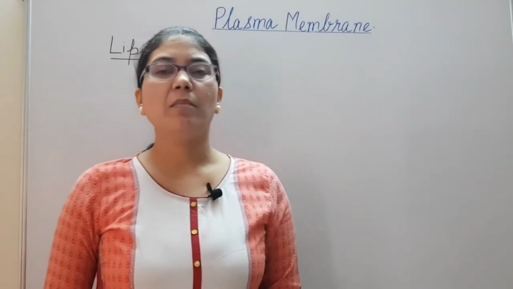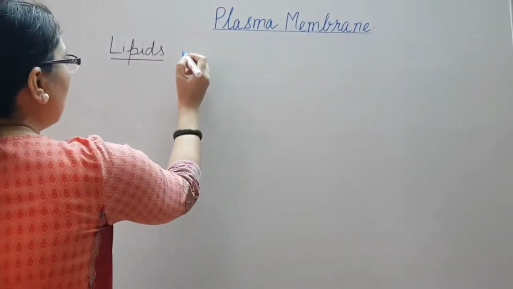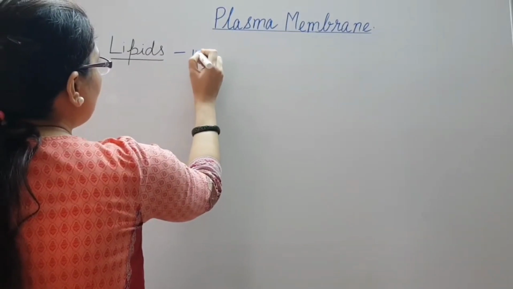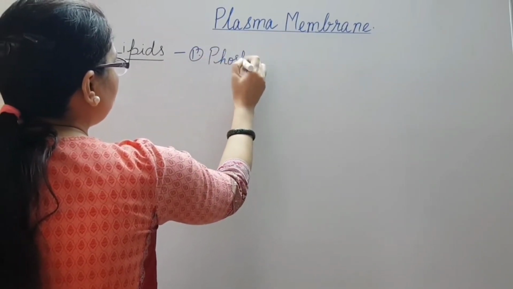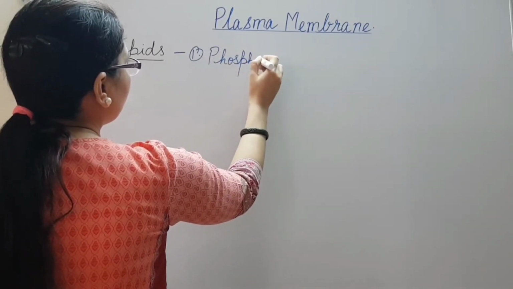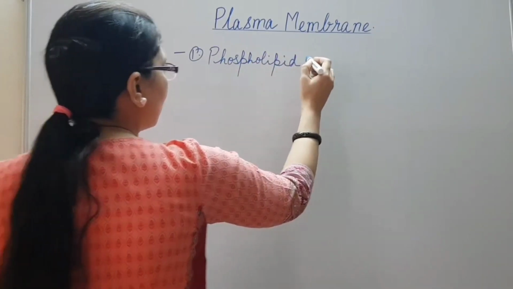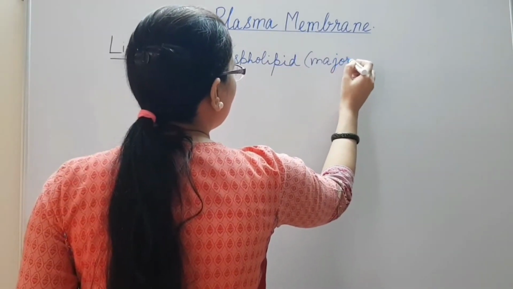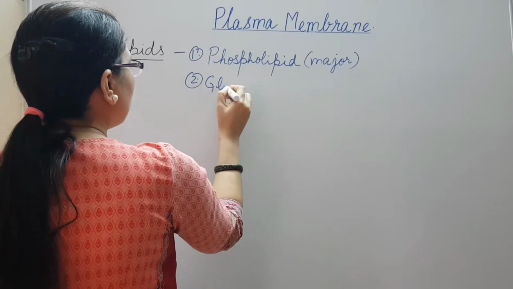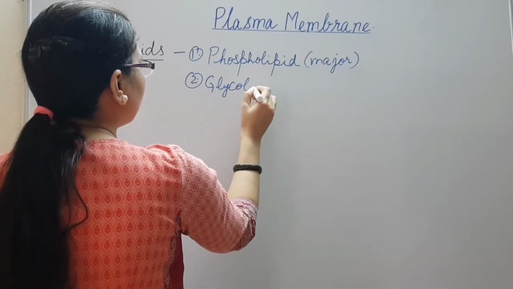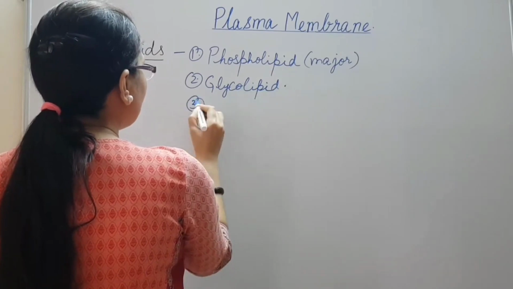Now let us see about the lipid component of plasma membrane. There are three types of the lipids present in plasma membrane. One is phospholipid. This is the major lipid component. Second, glycolipid. And third is sterols.